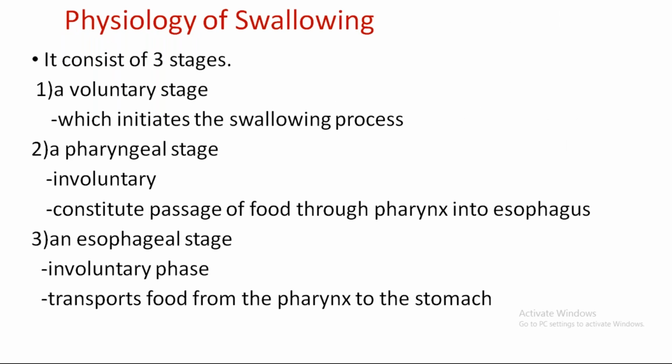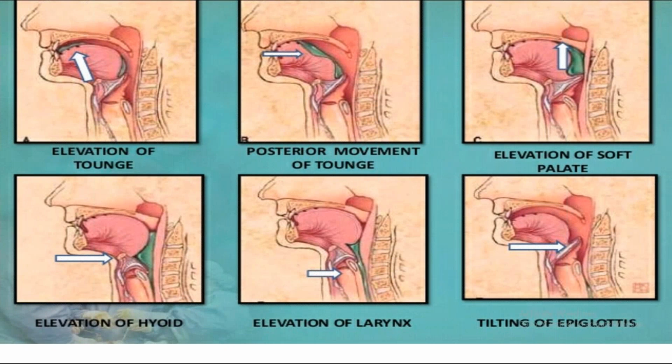It consists of three stages: a voluntary stage, a pharyngeal stage, and an esophageal stage. The voluntary stage initiates the swallowing process. The pharyngeal stage is involuntary and constitutes the passage of food through the pharynx into the esophagus. The esophageal stage is also involuntary; it transports the food from the pharynx to the stomach. So these are the different actions and stages of swallowing.